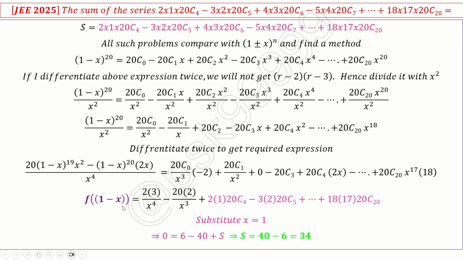So this side will become 0. So 0 equal to 6 minus 40 plus this whole thing, which is s. So what I need is s. So s is nothing but 34. That's the answer. Okay, hope you understood this trick actually.